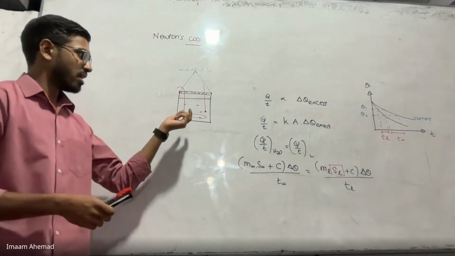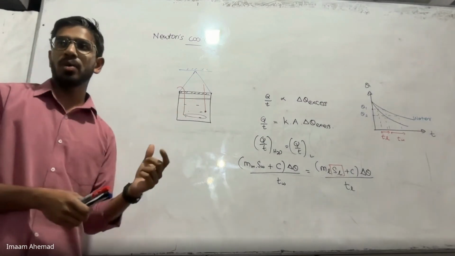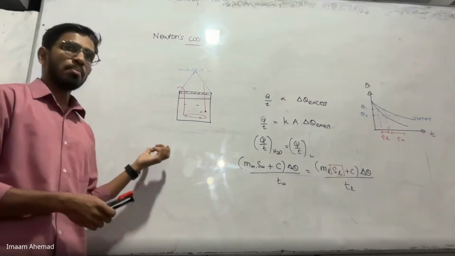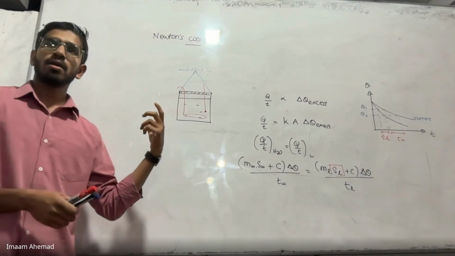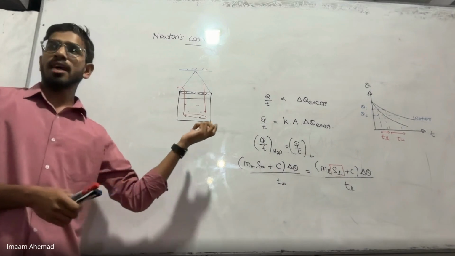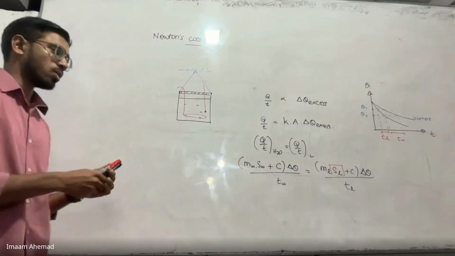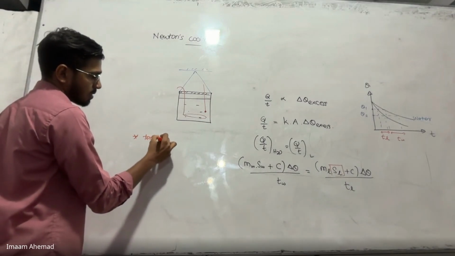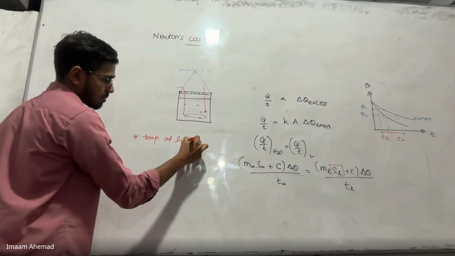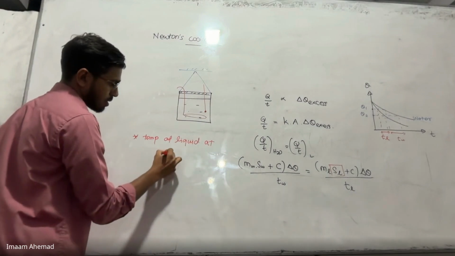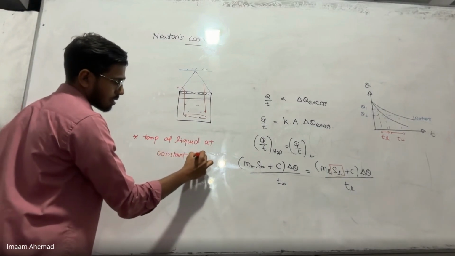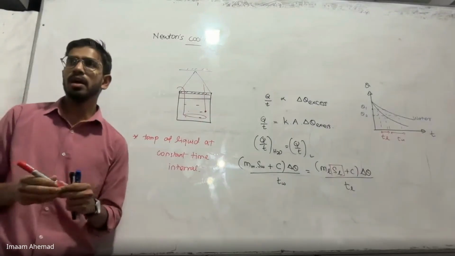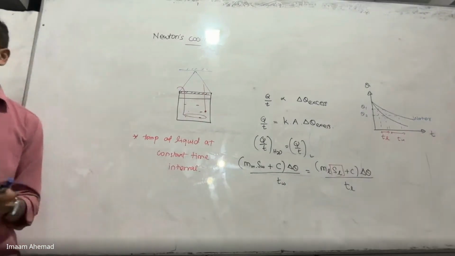Don't say just "take the temperature of the liquid." Say take the temperature of the liquid at constant time interval. Okay. So the reading we take is the temperature of the liquid at constant time interval. Okay, we have to take it at constant time interval.